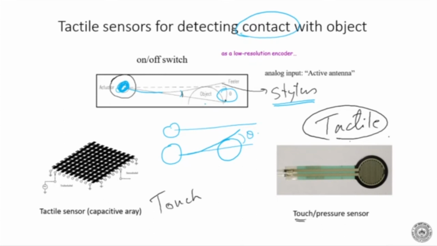The other is a tactile sensor, which is actually sensing the pressure. There are different kinds of touch sensors or tactile sensors. This one is a capacitive array. On this side there are gratings like this, and on the bottom side there are gratings like this. If it touches, what will happen? Let me explain it like this.